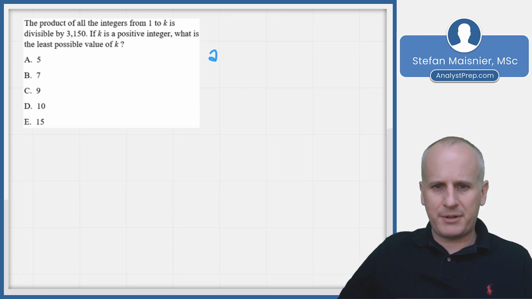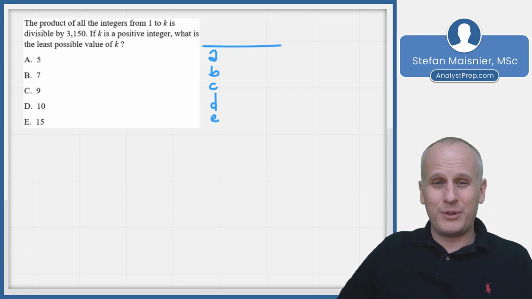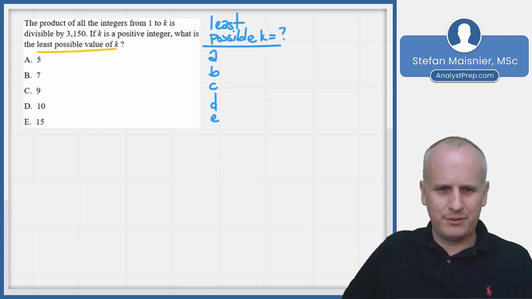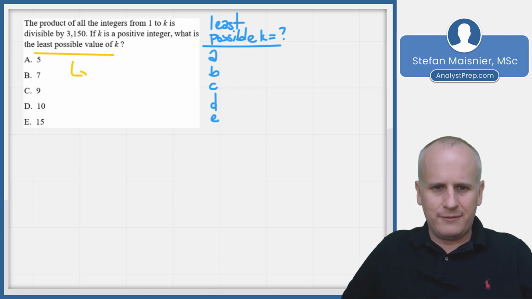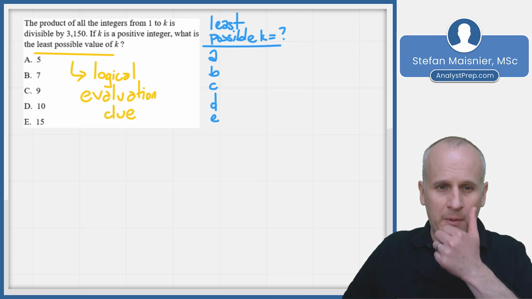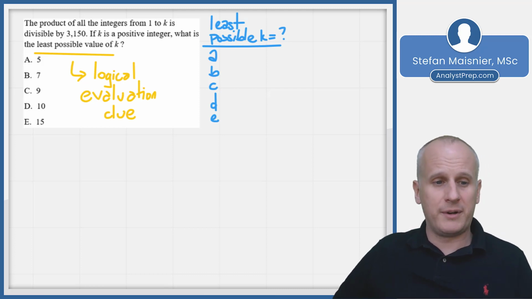So setting up our scratch work again, we got A, B, C, D, E, put a little line over top. And once more, we can see we're being asked for the least possible K. So that once more, with the least possible, is going to be a logical evaluation clue. So we have to read the problem to figure out what it's asking for first off. And we can see that the product of all the integers from 1 to k is divisible by 3150.